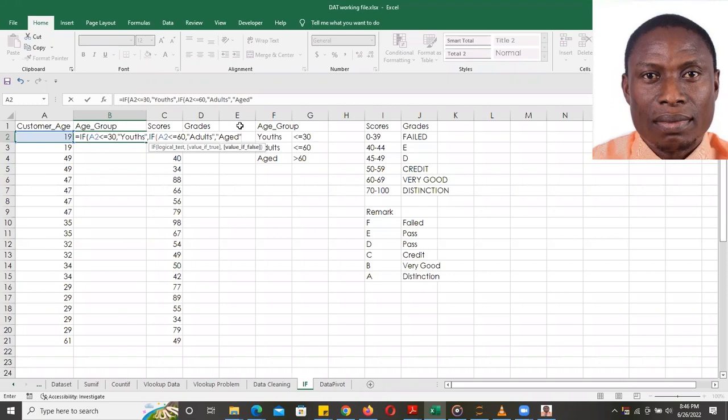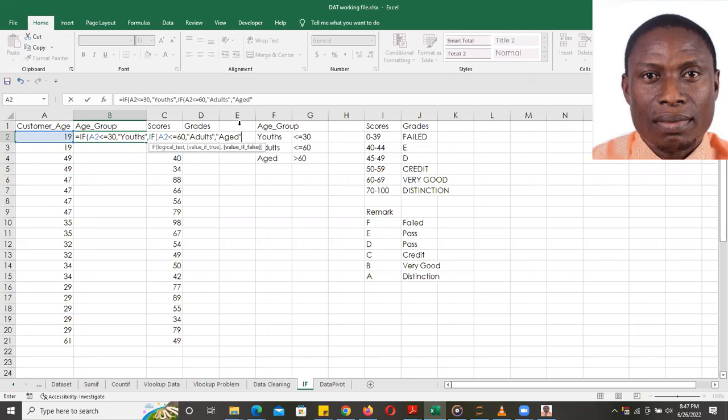Now, one thing about the if statement is this: the number of if statements you have determines the number of brackets you have to close. Don't worry, we are still going to do some other ones. I'm going to show us some other ones that have more than 2 if statements, 3, 4, 5 statements. I'm going to practicalize it this evening so that we see how it works.